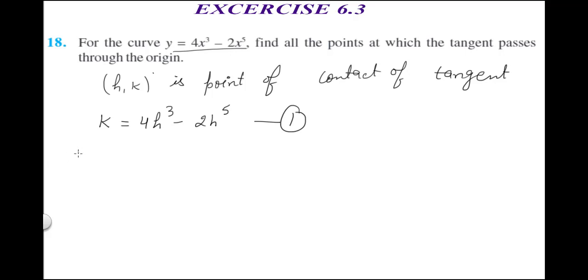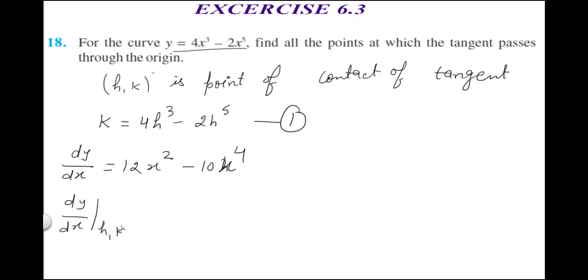Now we will find the derivative of the function, dy by dx, which will be the slope of the tangent. It will be 12x square minus 10x to the power 4. Now at what point is the tangent drawn? (h, k). So if we find the slope of the tangent at the point (h, k), it will be 12h square minus 10h to the power 4. Now we know the slope, and we know the point as (h, k). We can form the equation of the tangent. Let us do that on a separate page.